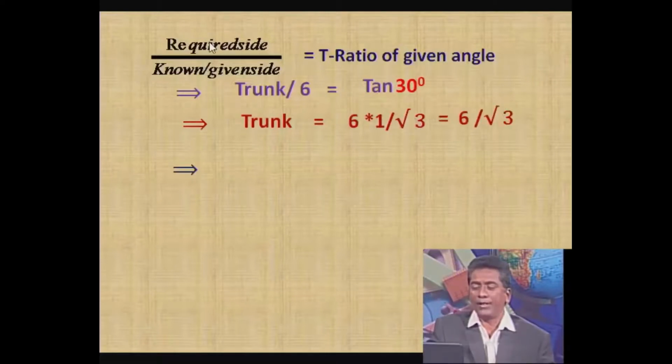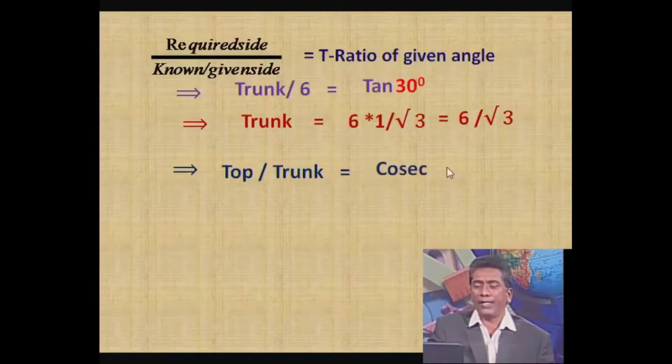We have to take one more time the same formula, since we have to find the length of the top of the tree by using the same formula. Required side by the known or given side is equal to the trigonometric ratio of the given angle. Here, what we have to find? The length of the top of the tree by trunk. Just now we found that trunk is 6 by root 3 meters, and it is equal to cosec, the trigonometric ratio, since top by trunk, that is hypotenuse by opposite side, is cosec.